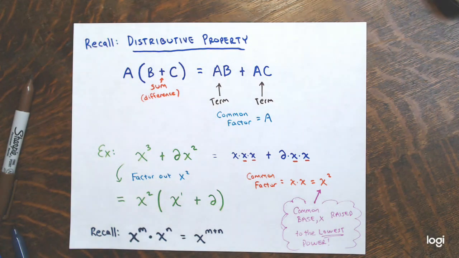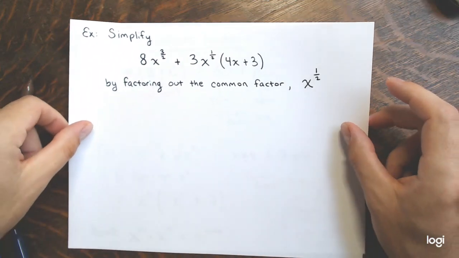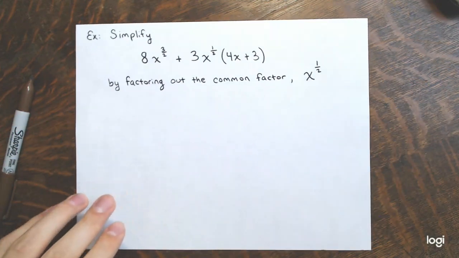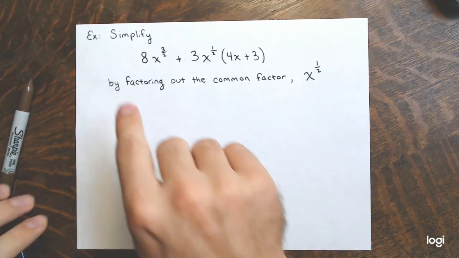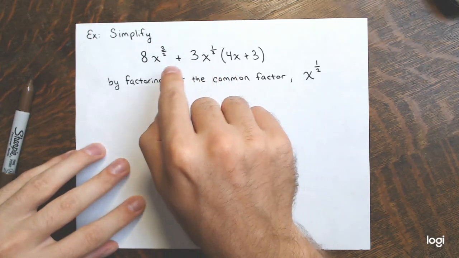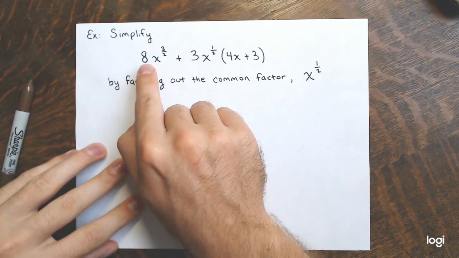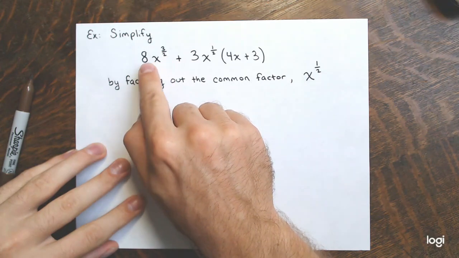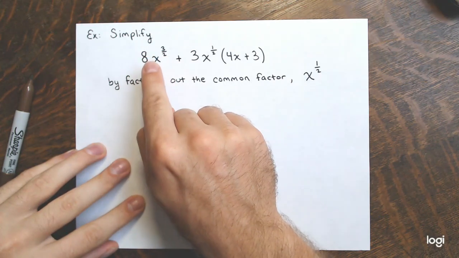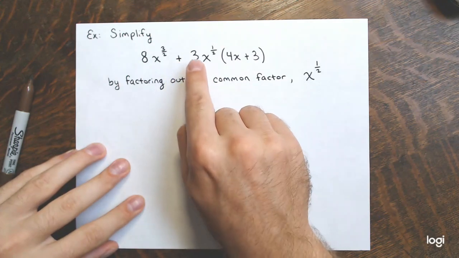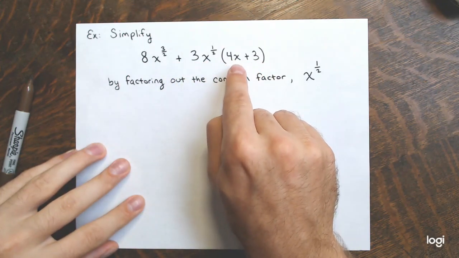Alright, so here I'm asked to do the following. Let me get rid of this. Okay, so I'm asked to simplify. And look, I have two terms, right? Two products. This is 8 times x to the 3 halves power. So that's one product, one term, separated by a plus sign. We're adding, plus, and then this whole thing, right?